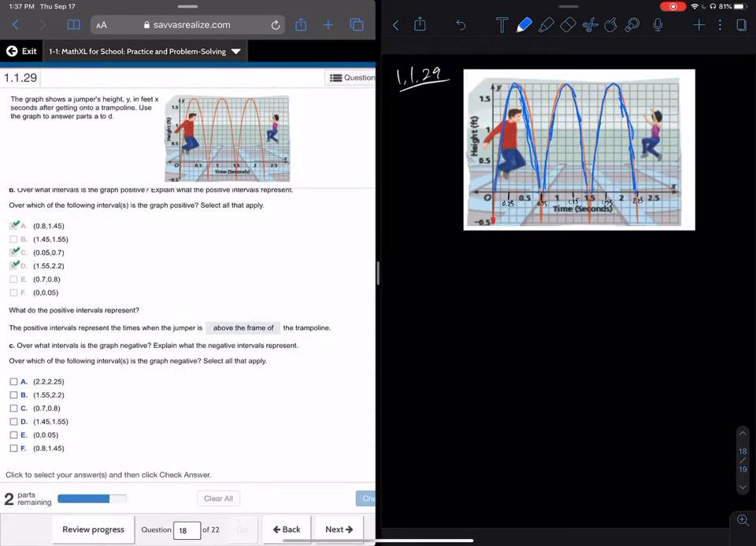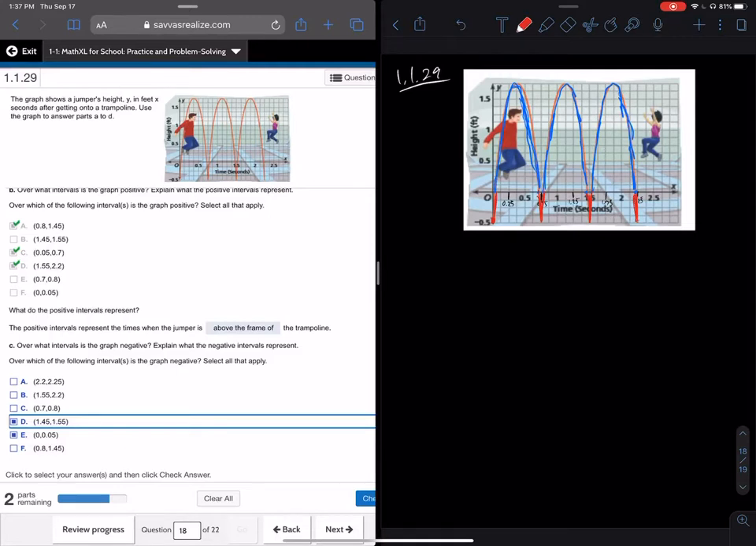Over what intervals is the graph negative? Well, the other portions of my graph, right? That's this first part, this little peak here and here, and then this part here. So from 0 to 0.05, that's that first portion. Then from 1.45 to 1.55.